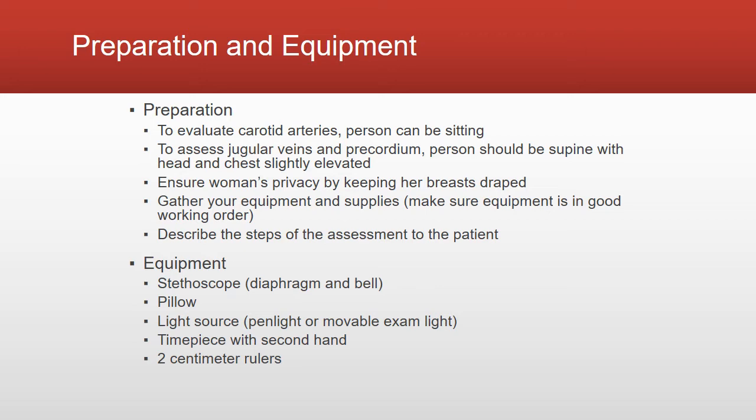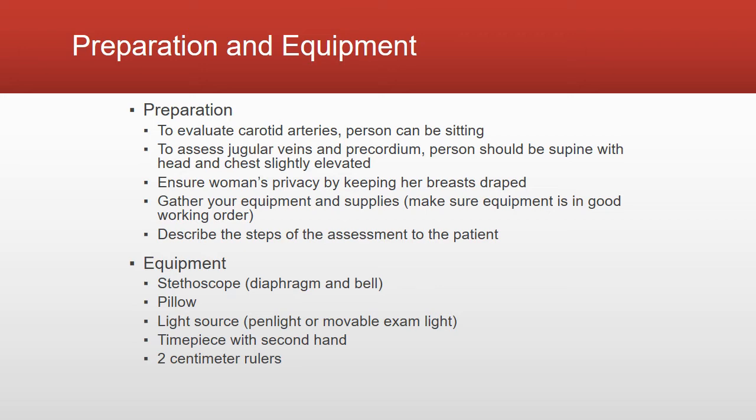In order to do the physical assessment, you need to be prepared, and you also need to prepare your patient. To evaluate the carotid arteries, the person can be sitting. To assess the jugular veins and precordium, the person should be supine with head and chest slightly elevated. You want to ensure a woman's privacy when you're doing your cardiovascular assessment. You want to gather your equipment and supplies. You want to make sure that your equipment and supplies are in good working order, because you don't want to be going in and out of a room because your equipment's not working.